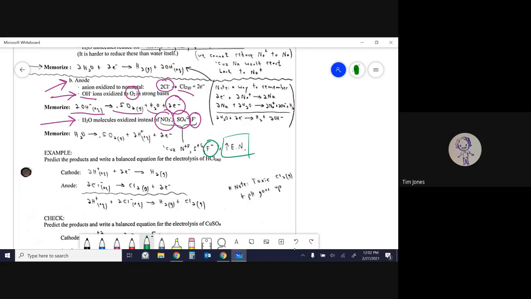Instead, it looks like this. Water loses 2 electrons, and you end up with oxygen and H+.